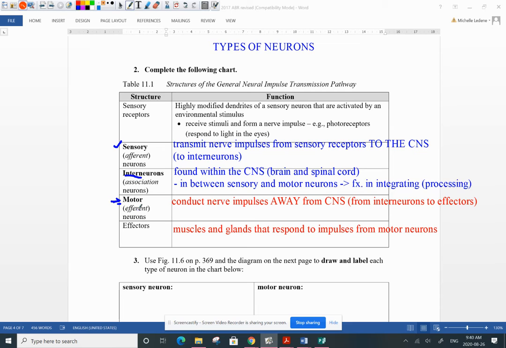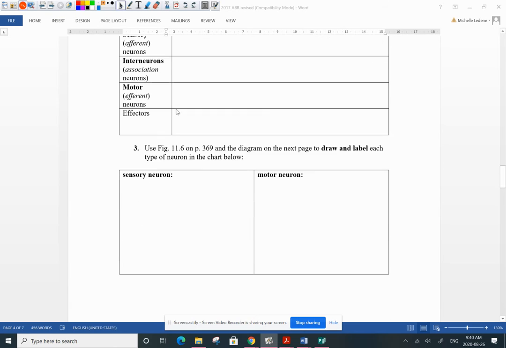Then the motor neurons transmit these nerve impulses or action potentials away from the CNS to where? Well, to the effectors. And the effectors are the muscles and the glands that are going to respond to the impulses. They cause us to have movement, or make a gland secrete a hormone inside of our body. Okay, so sensory goes to the CNS and motor is going away from the CNS.